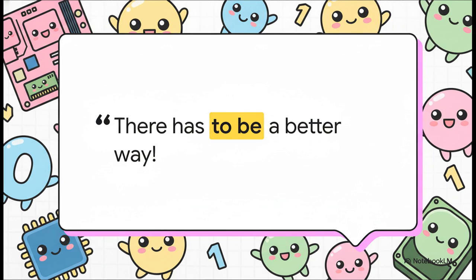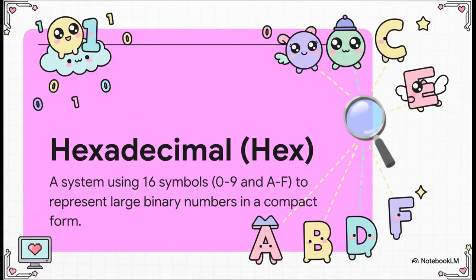You can just picture it, right? Early programmers staring at pages and pages of zeros and ones, just thinking, there has got to be a better way than this. And, spoiler alert, there was. And that's where hexadecimal, or just hex for short, comes in. Think of it like a cheat code for binary. Instead of just two symbols, it uses 16: our normal numbers, 0 through 9, and then it uses the letters A through F for the numbers 10 through 15. Its entire job is just to make long binary code shorter and way easier for us humans to read.